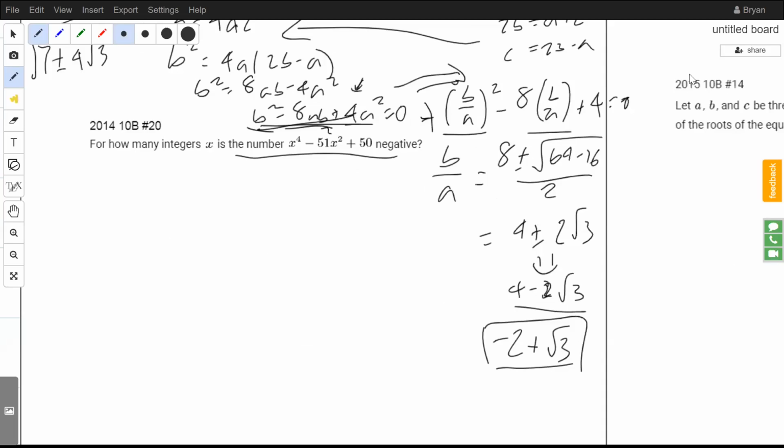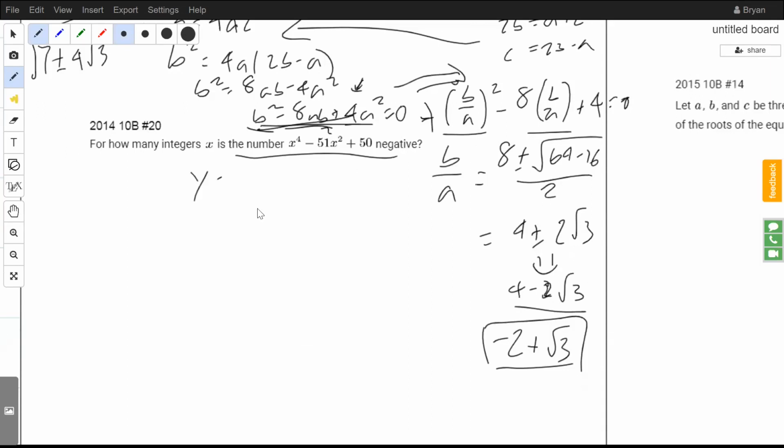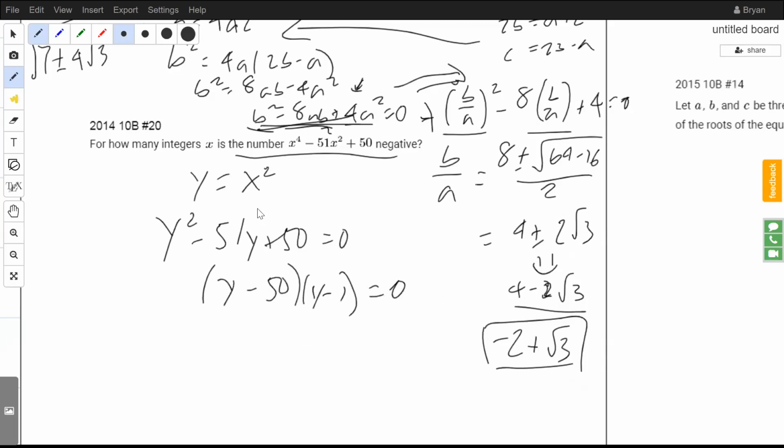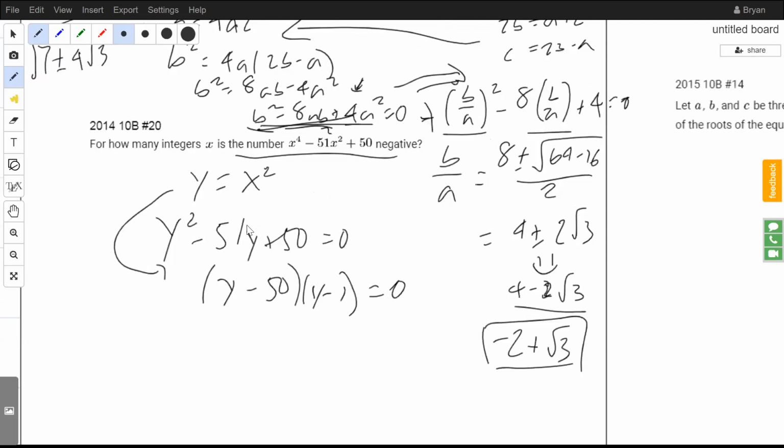So basically, what if you just let y, an integer y, equal x squared? We have y squared minus 51y plus 50 equals 0. And you can just factor this as y minus 50 times y minus 1 equals 0. So we basically want to know how many integers x make this negative. So when is something like this negative? If you think about it, we can divide the number line at 50 and 1, right?